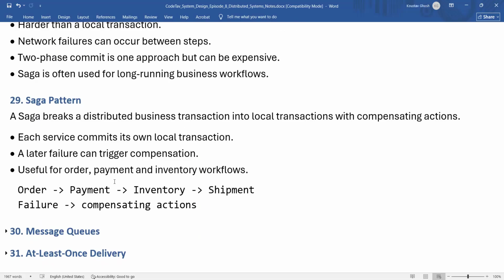But what if inventory fails after payment succeeds? So we may need a compensating action. For example, refund the payment. So this is called compensating transactions, right? So saga is very useful for long running business workflows. Okay.